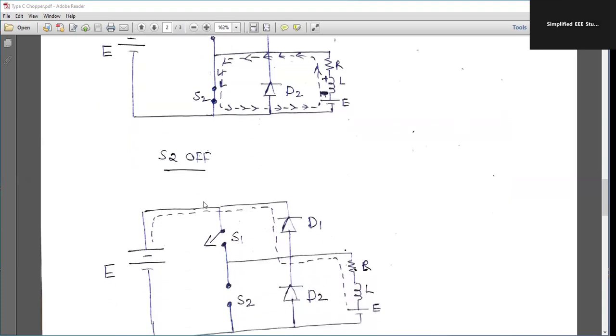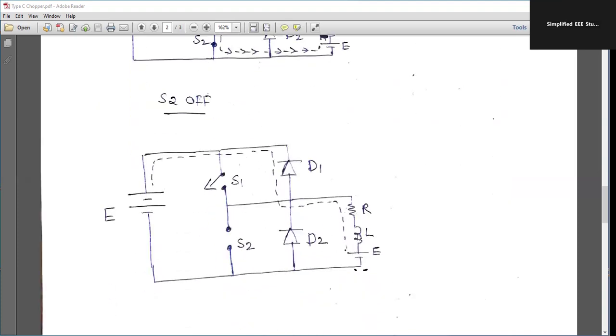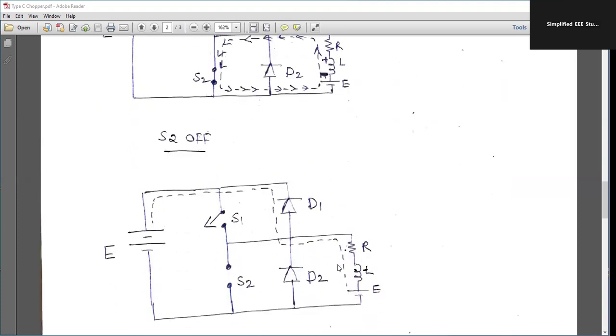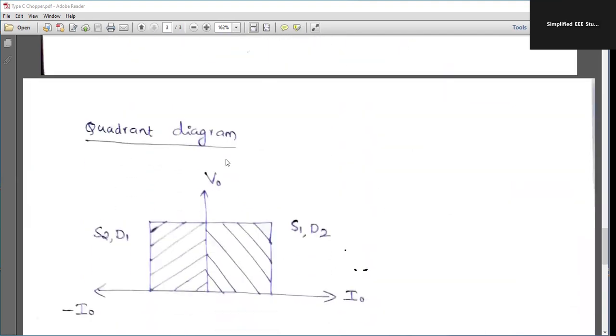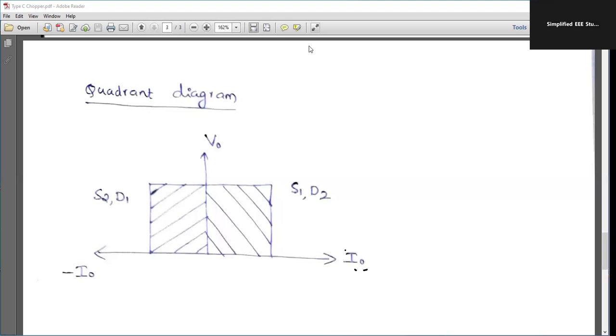So during the off condition, whenever S2 is off, what is going to happen? Whatever the energy which is stored in the inductor is getting dissipated in this particular direction. That is actually happening whenever S2 is off. So these are the basic conditions regarding the type C chopper, or class C chopper. Okay, you can call it class C chopper also.